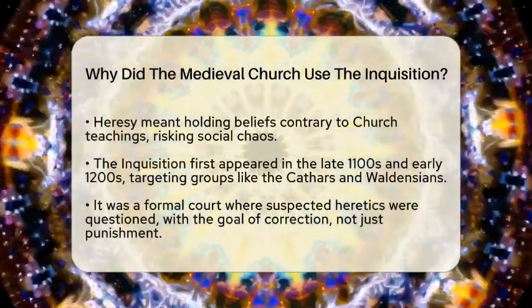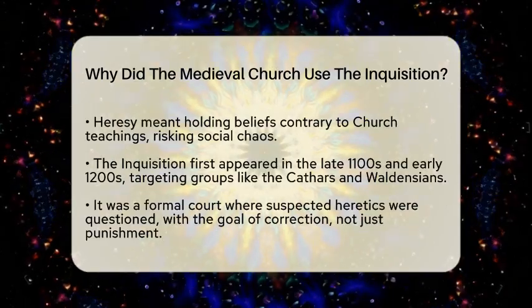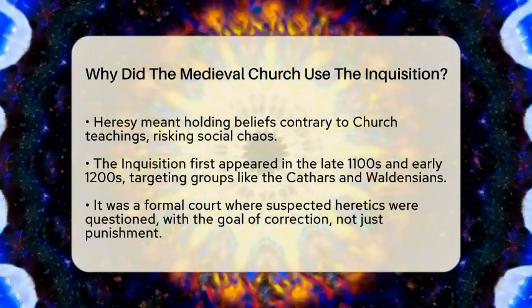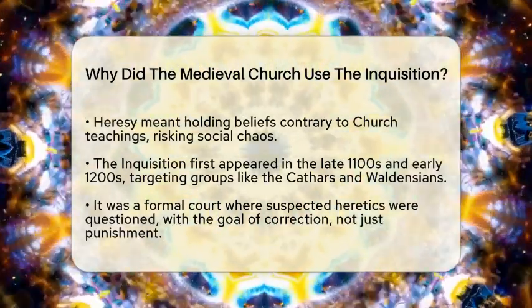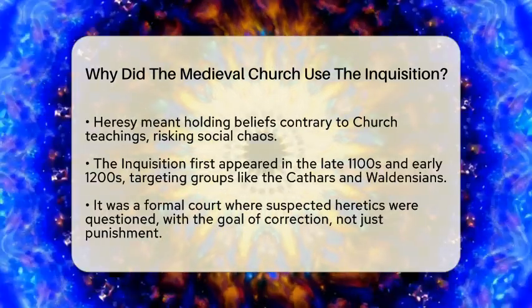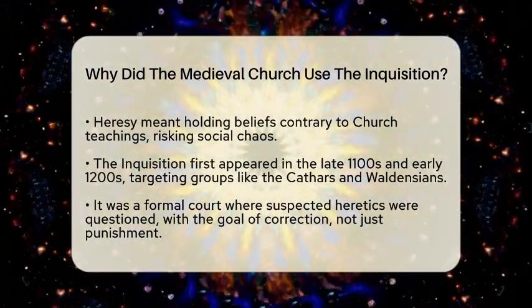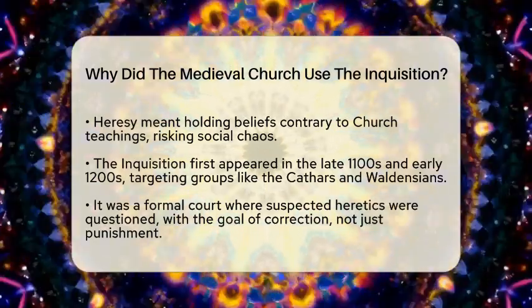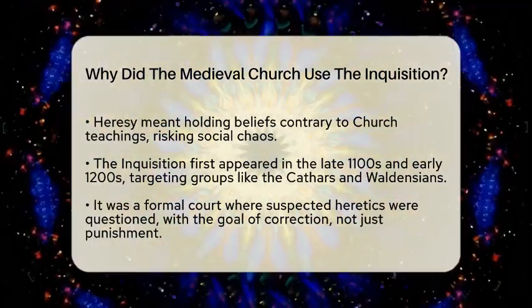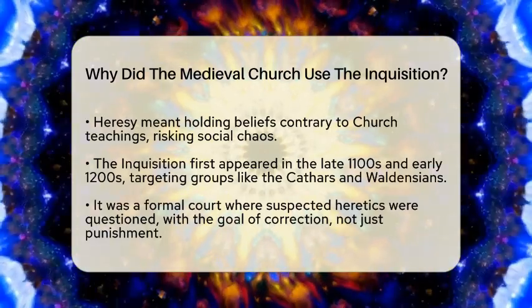It first appeared in the late 1100s and early 1200s. The church was worried about groups like the Cathars in southern France and the Waldensians in northern Italy. These groups challenged church teachings and authority. The church wanted to keep everyone following the same beliefs to stay strong and united.